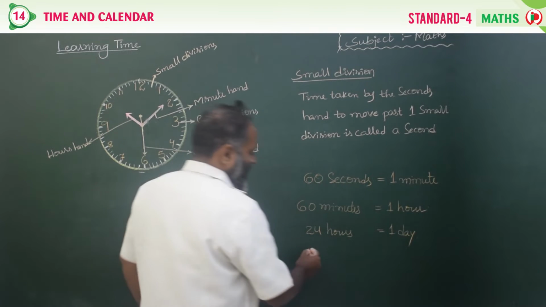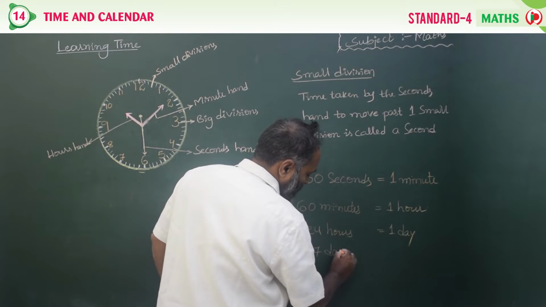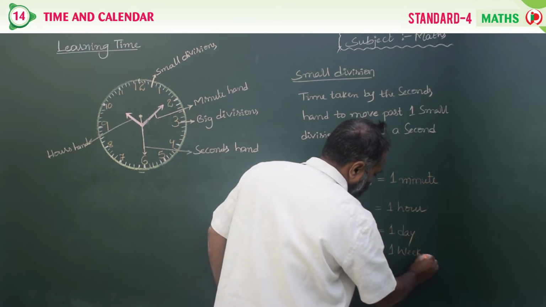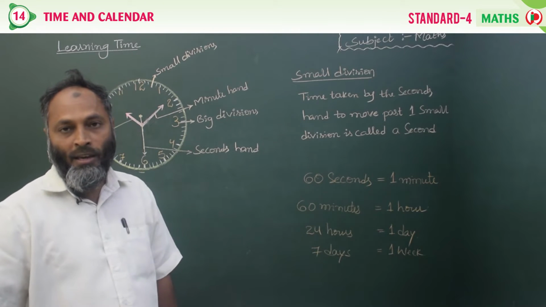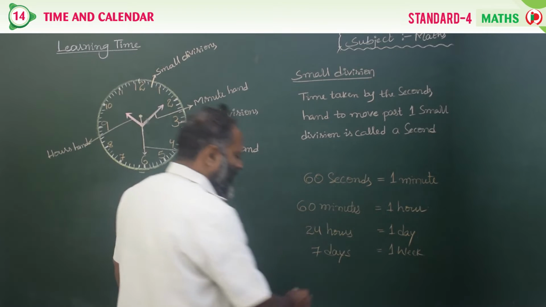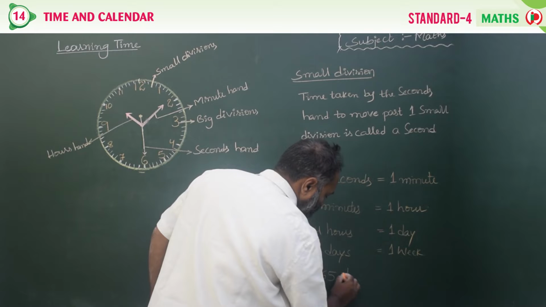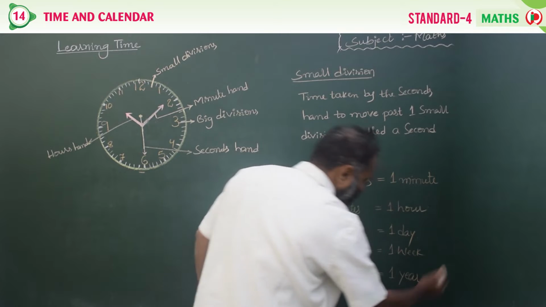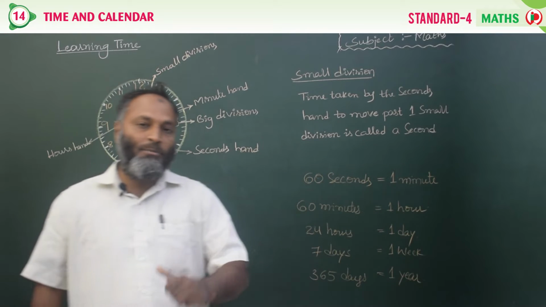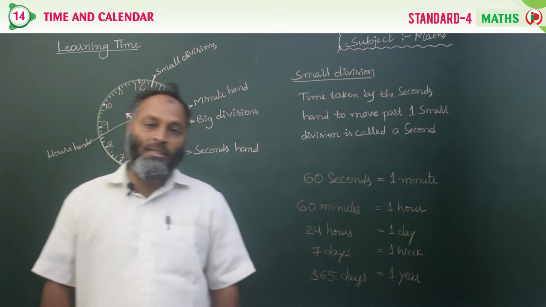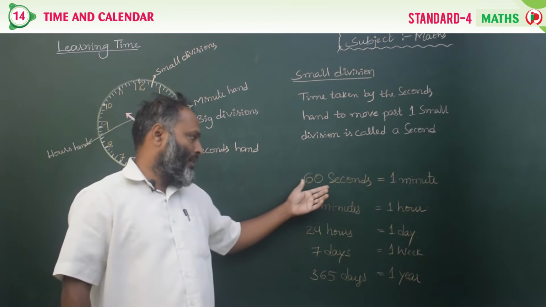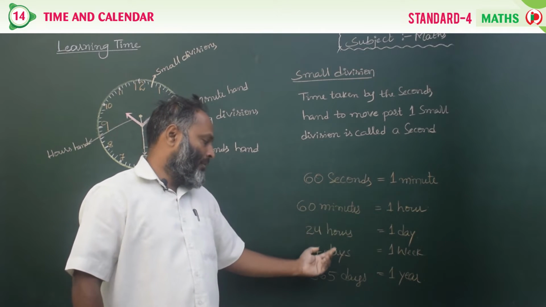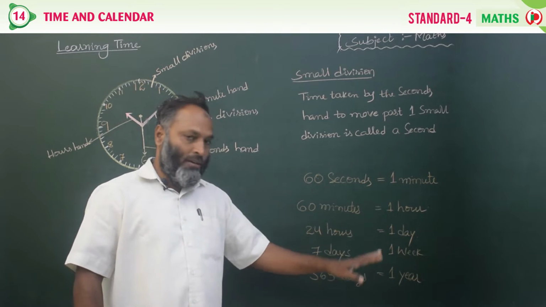Okay. In 1 week we have 7 days. And after that, in a year 365 days. 365 days make 1 year. Okay, students, this is about how many seconds make 1 minute, how many minutes make 1 hour, how many hours make 1 day, how many days make 1 week, how many days make 1 year.